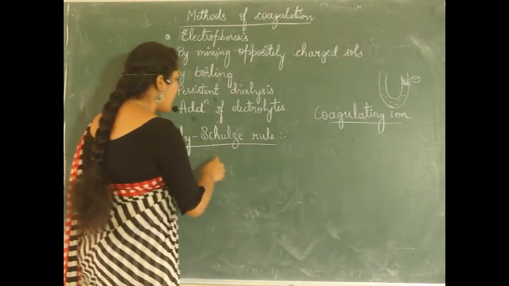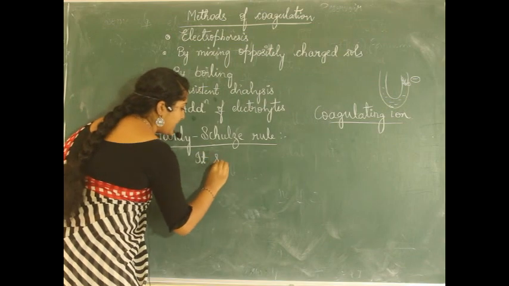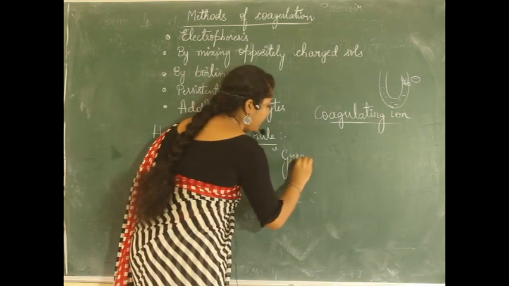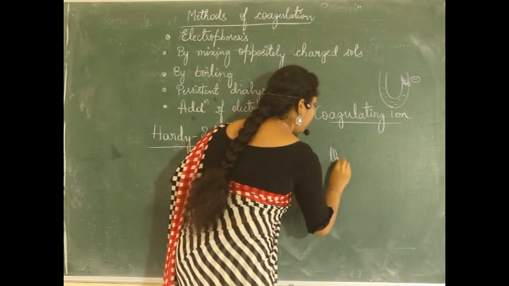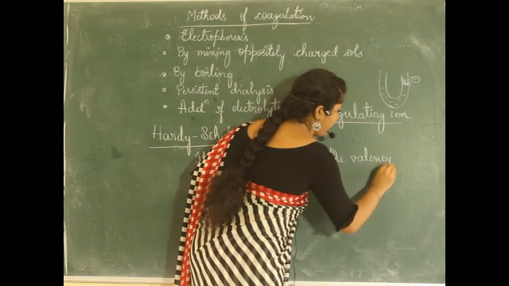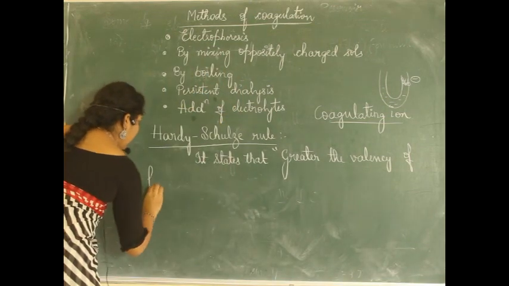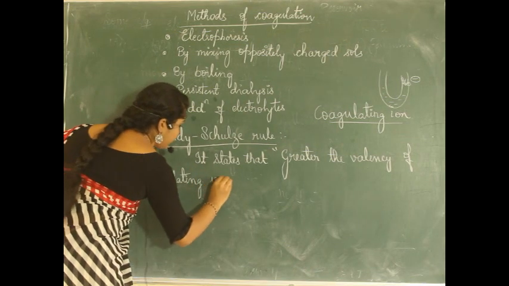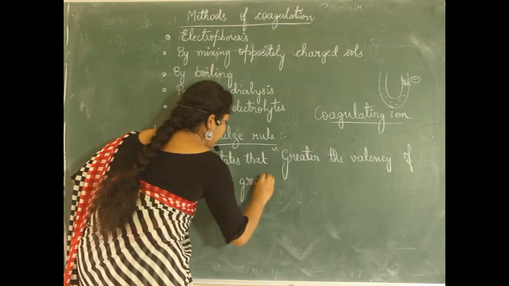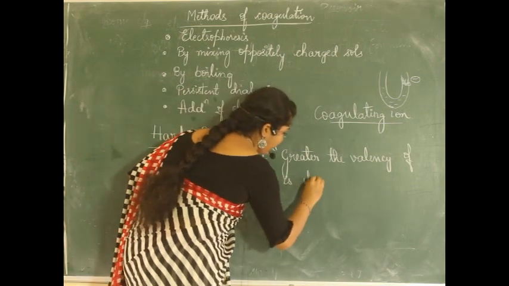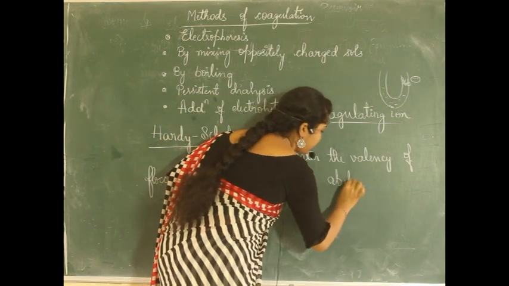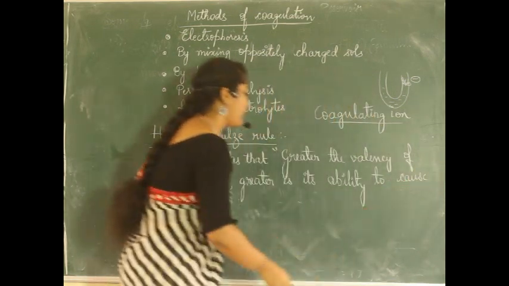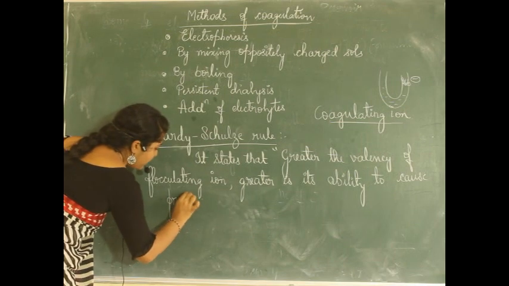Before that, please do note this Hardy-Schulze rule. It states that greater the valency of the flocculating ion, greater is its ability to cause precipitation or coagulation.